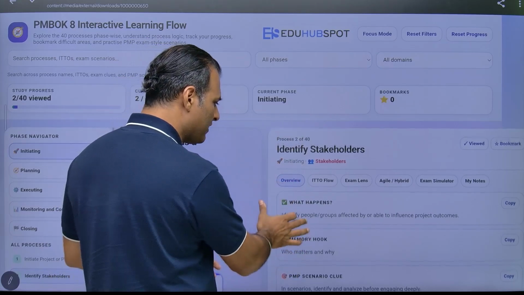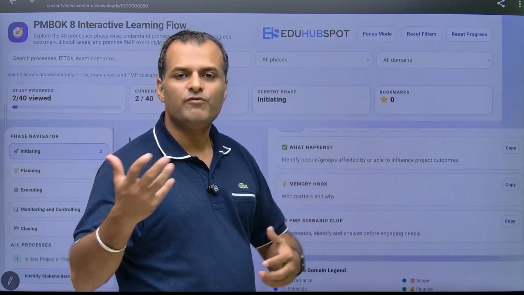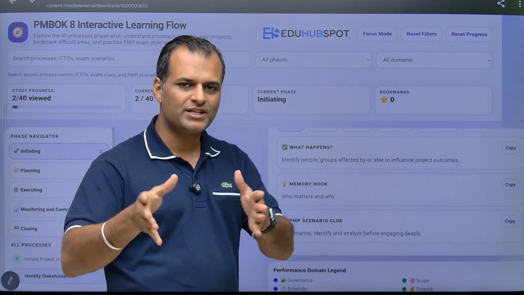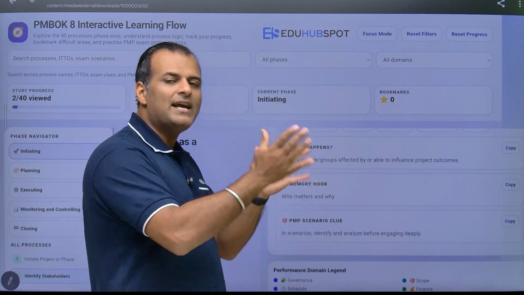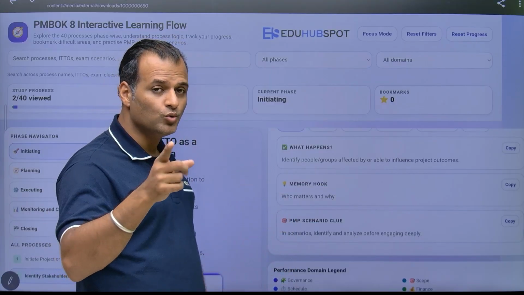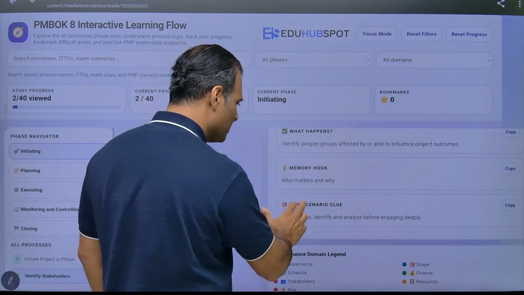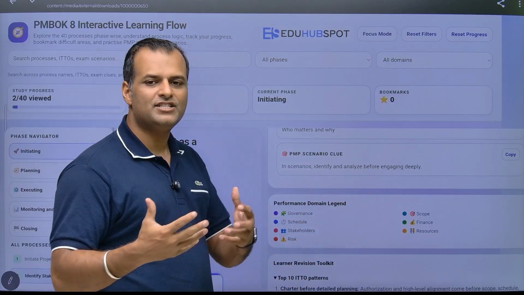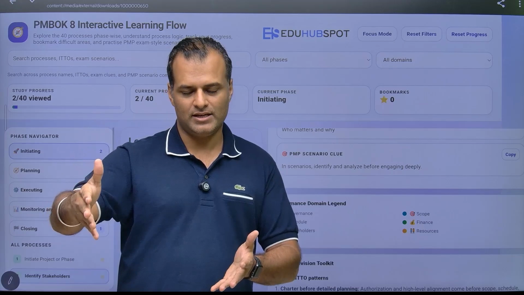So what do you do in identify? It identifies people and groups affected by or able to influence the project outcome. So the people who are directly or indirectly being impacted by a project, that is what stakeholders are. That identification you will do in this particular process, which is process number 2 of initiation. Okay. Who matters and why, right? That's your memory hook. In PMP scenarios, identify and analyze before engaging deeply. So first you need to identify and only then can you engage.